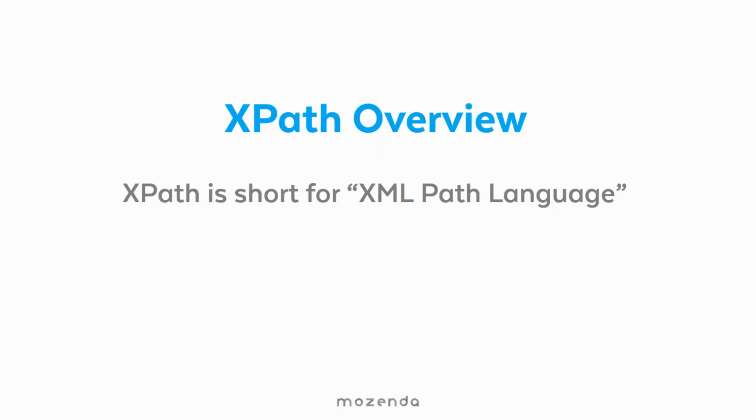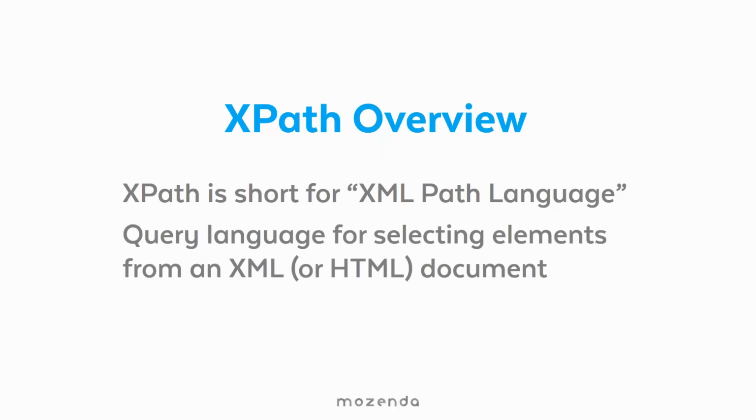Okay, so first things first, the term XPath is short for XML Path Language, and we'll explore in a minute a little bit more what that means. So basically, it's a query language for selecting elements from an XML, or in our case, an HTML document.